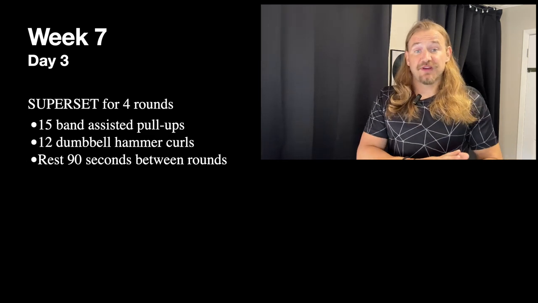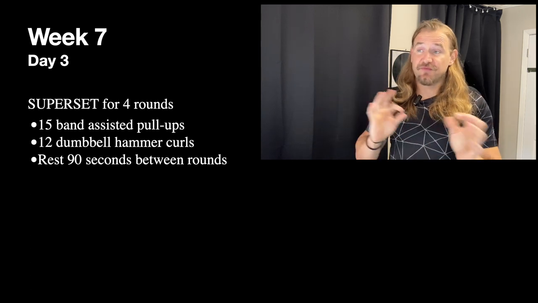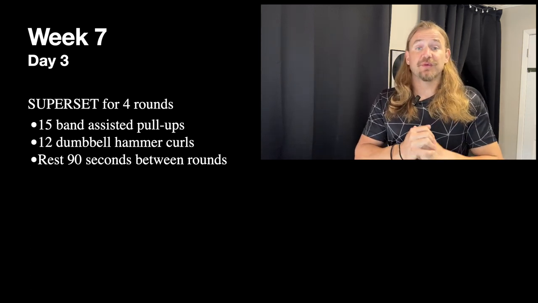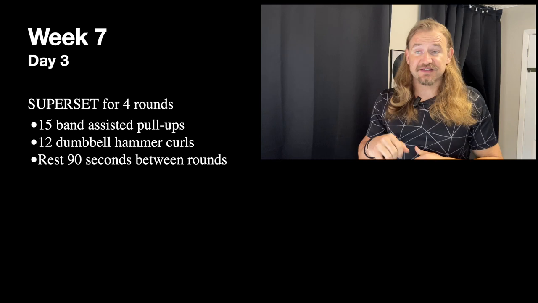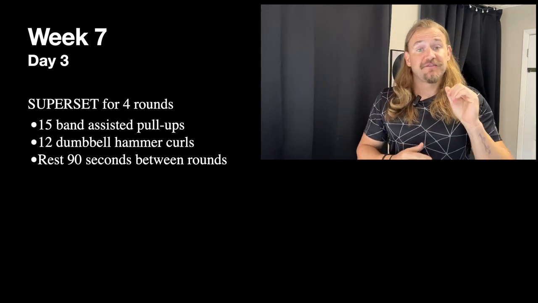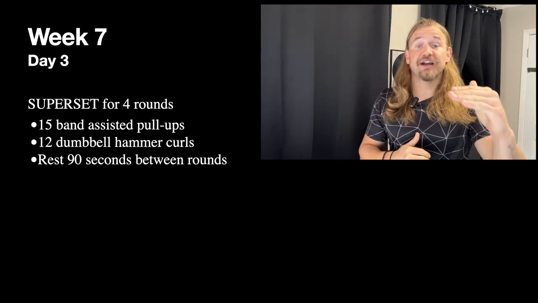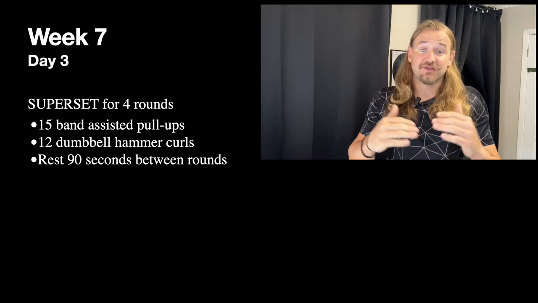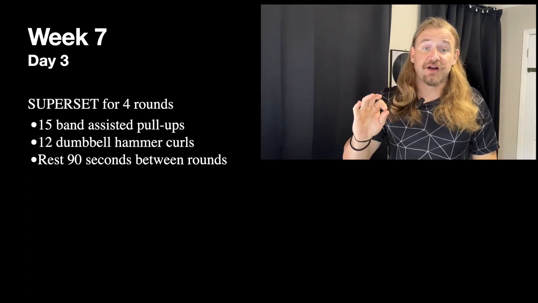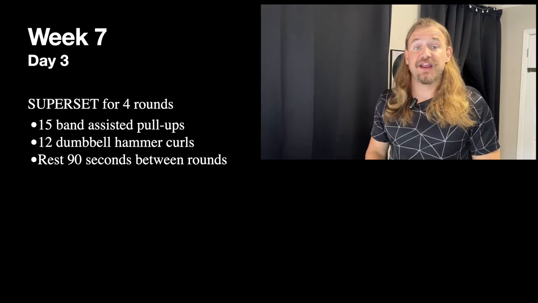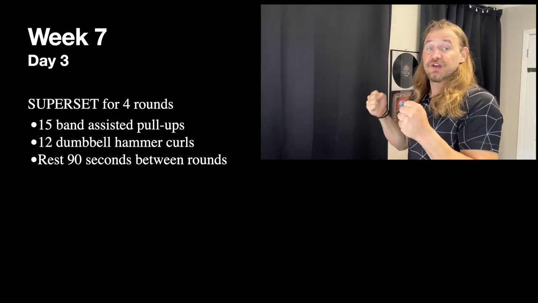Getting into day three, we're going to be doing a version of the pull-up work we've been doing, where we've been doing those high volume pull-up sets, except this time we're going to go four rounds of 15 band assist pull-ups. Try to cut the band assistance that you've been using down, and then immediately hop off, and we're going to superset that with hammer curls. So doing those dumbbell curls in that neutral grip versus a supinated grip.